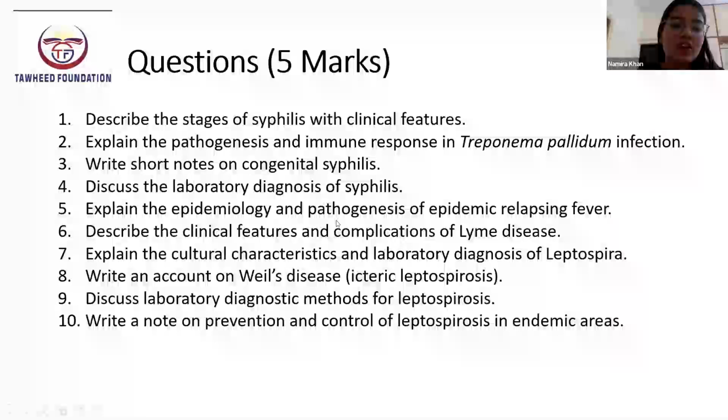Fifth, explain the epidemiology and pathogenesis of epidemic relapsing fever. Sixth, describe the clinical features and complications of Lyme disease. Seventh, explain the cultural characteristics and laboratory diagnosis of Leptospira. Eighth, write an account on Weil's disease, that is icteric leptospirosis. Ninth, discuss laboratory diagnostic methods for leptospirosis. And last, tenth, write a short note on prevention and control of leptospirosis in endemic areas.